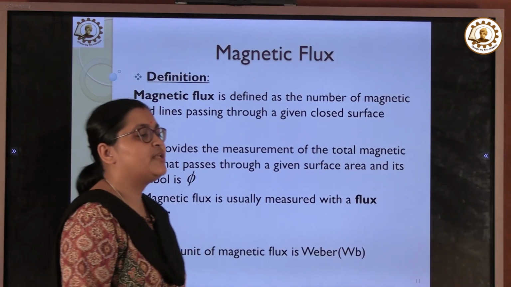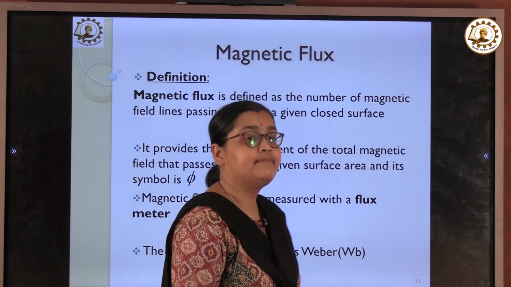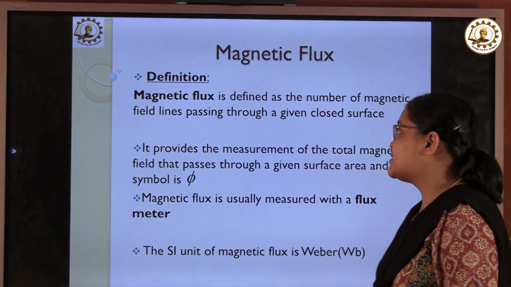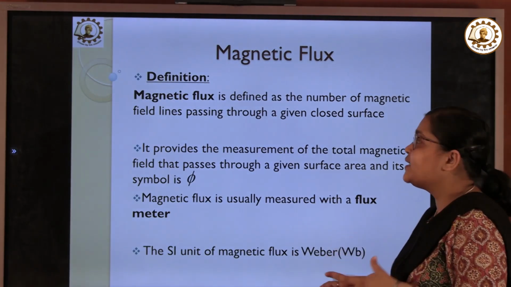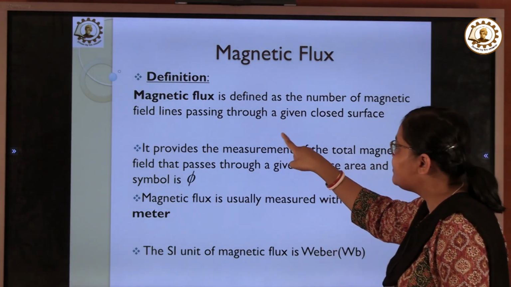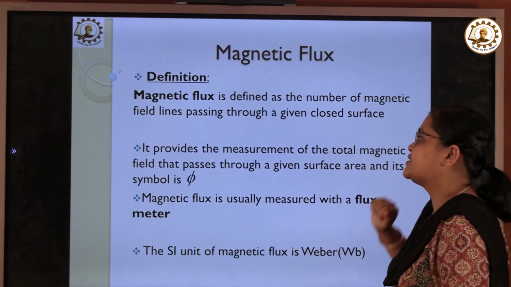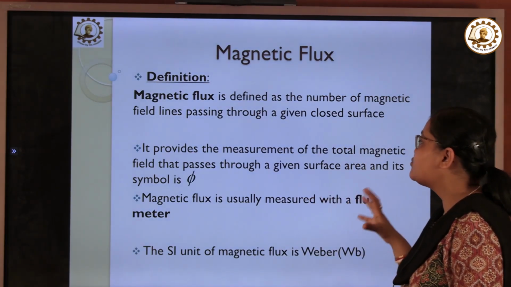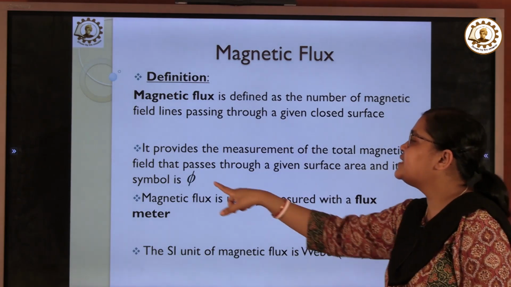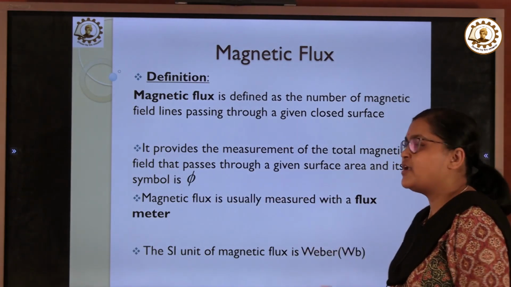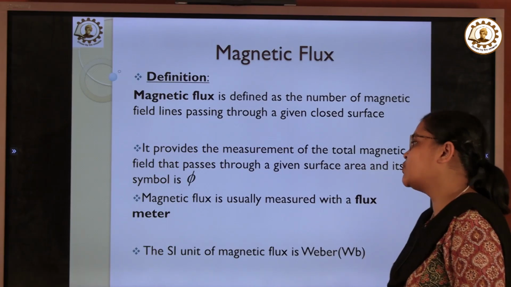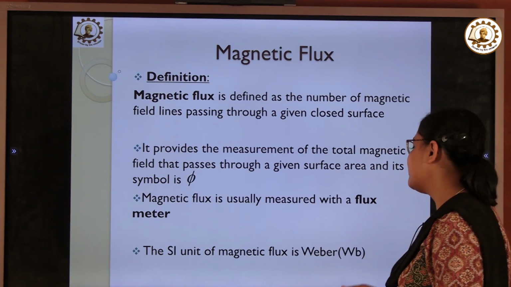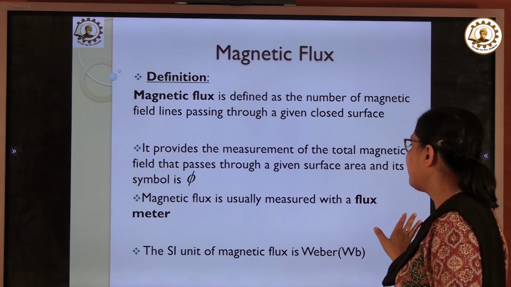Now moving on to the next element, that is magnetic flux. MMF is clear. So what is magnetic flux? Magnetic flux is the measure of the number of magnetic field lines passing through a given closed surface, and it provides the measurement of the total magnetic field that passes through a given surface area. Its symbol is phi. Magnetic flux can be measured by an instrument known as the flux meter, and the SI unit of magnetic flux, known to all of us, is the Weber.